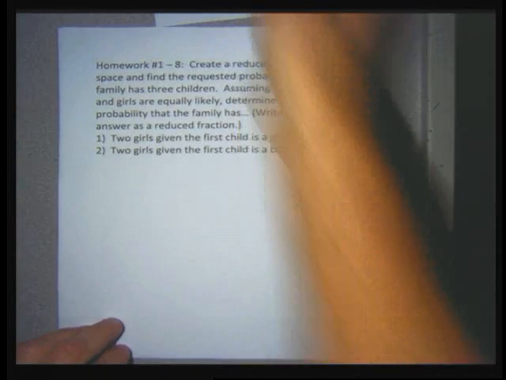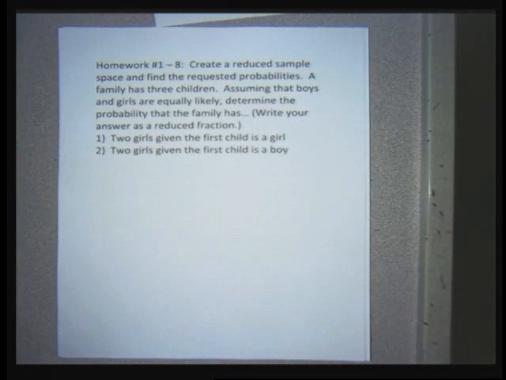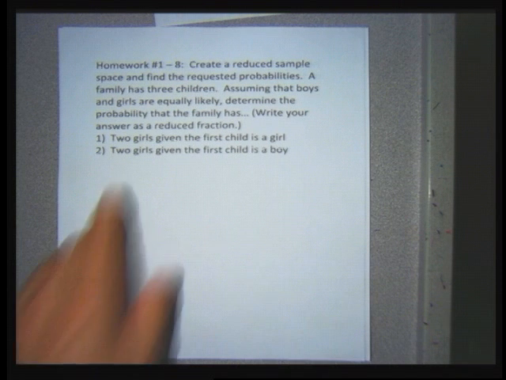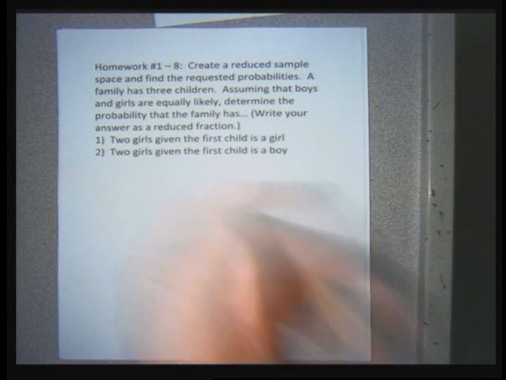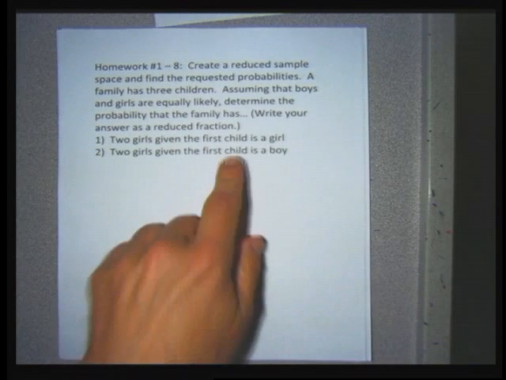Okay, so now we get to do the homework. I'll do problems, the even problems through 8. You should do the odd problems. And my instructions say create a reduced sample space and then answer the questions essentially. So my first question talks about what's the probability that we give 2 girls, again the same question that we've just answered twice, given the first child is a boy.